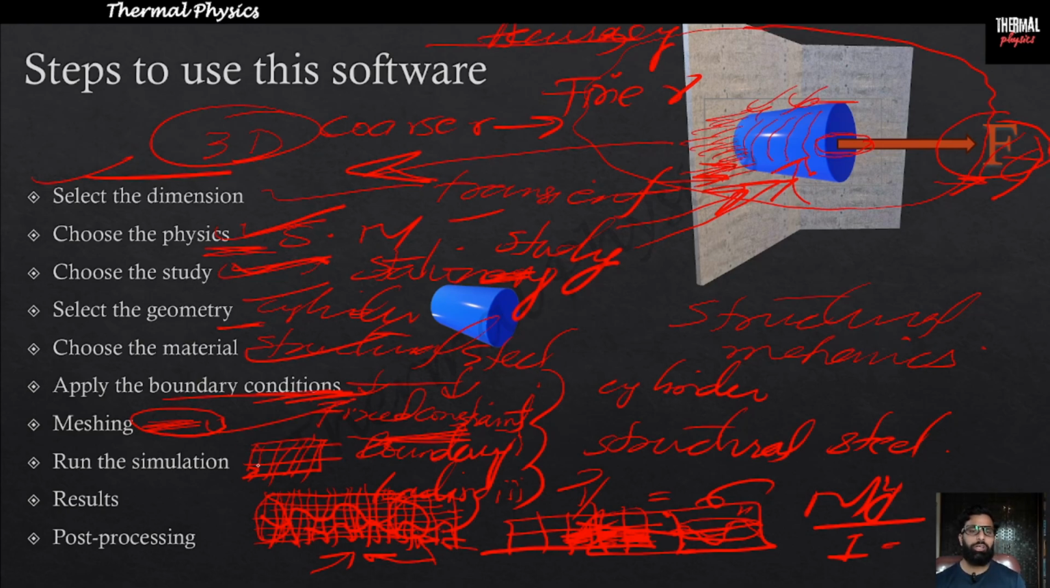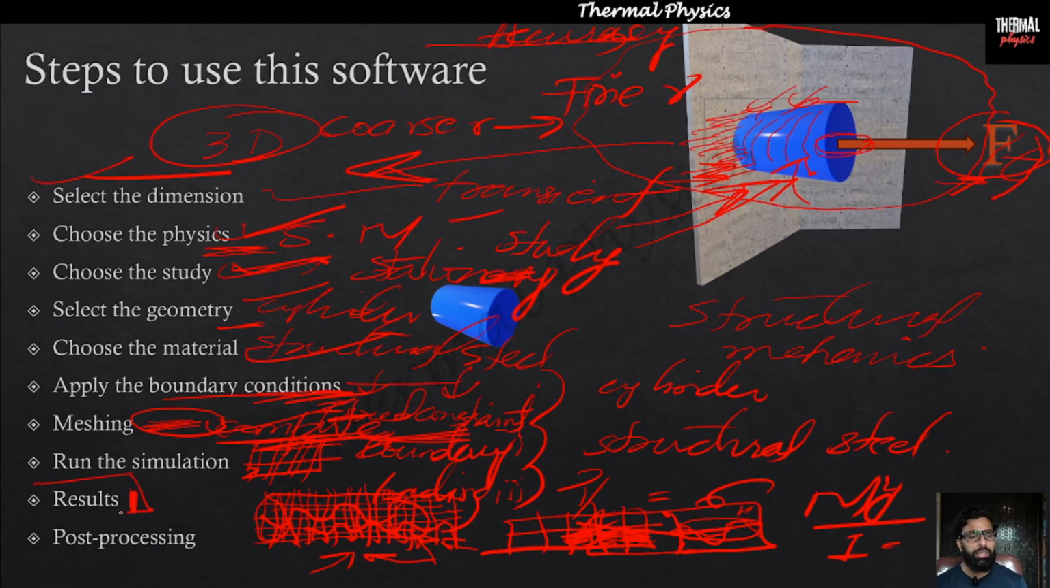Then after the meshing, we run the simulation. We press the option in the study console called compute. Then we press compute, and it will start running, take its time, and solve all the equations for each element separately. When it solves for each and every element of this prismatic bar, the simulation will be completed and it will show us the results.